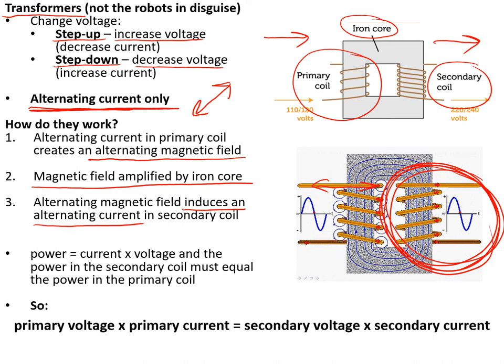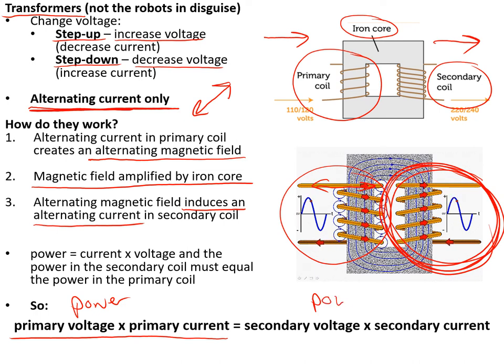Now, in terms of the overall power and the transfer of energy, the energy being transferred to the secondary coil must equal the energy being supplied by the primary coil. And so we get this equation that says primary voltage times primary current, because that is the power in the primary coil, equals secondary voltage times secondary current, because again, voltage times current is the power in the secondary coil.